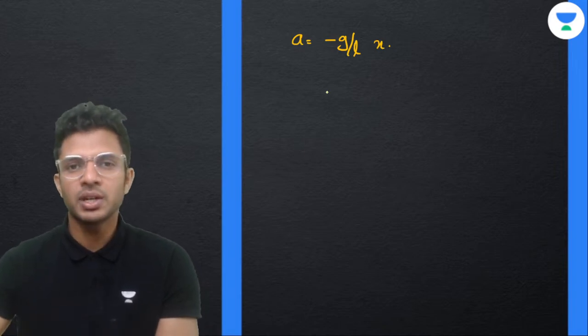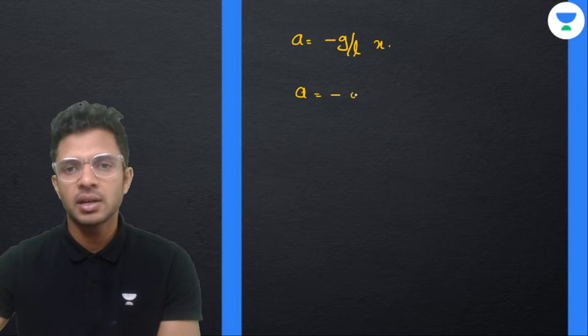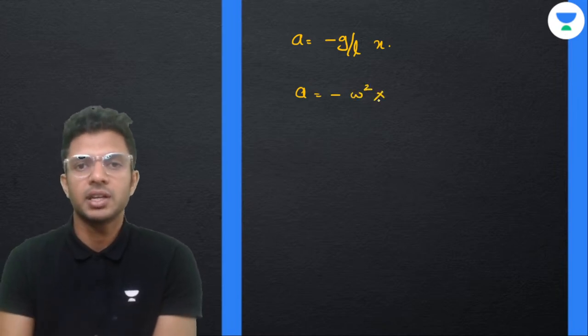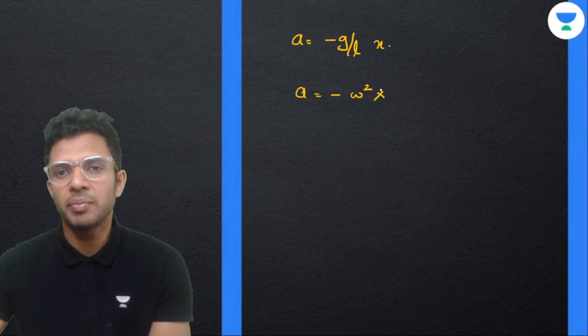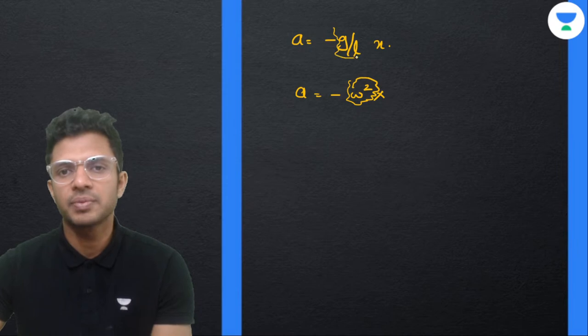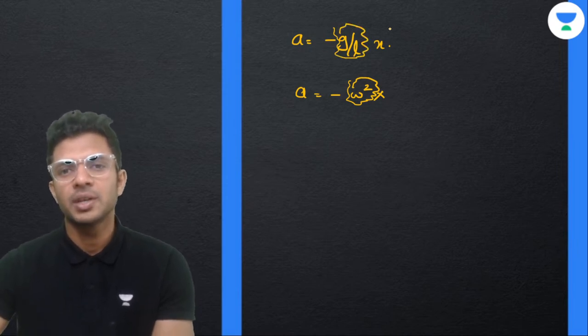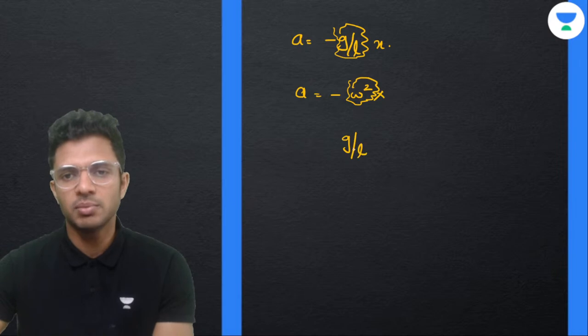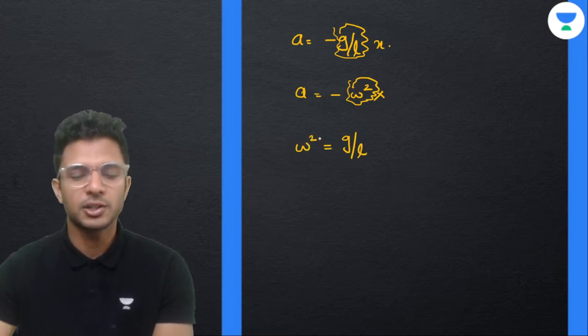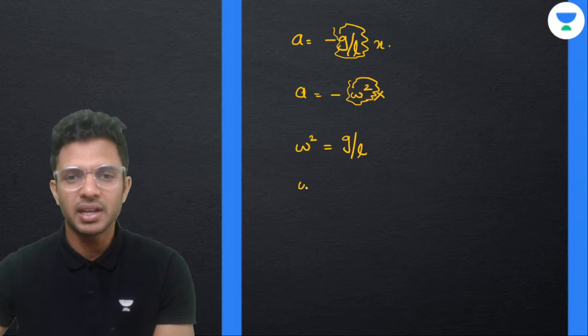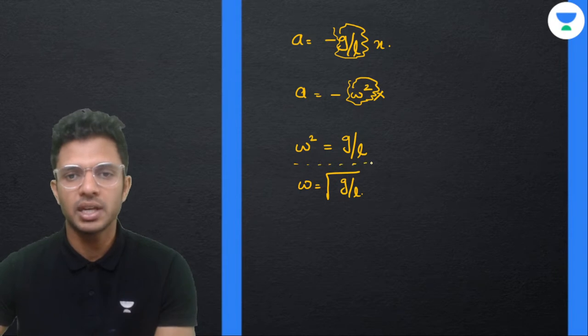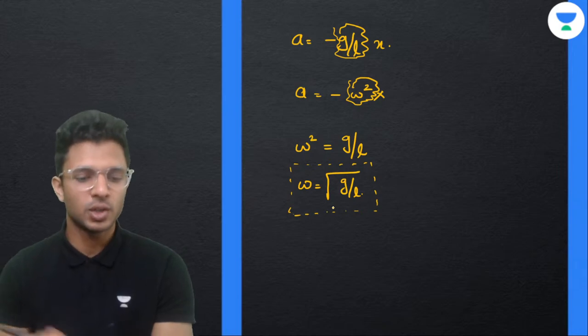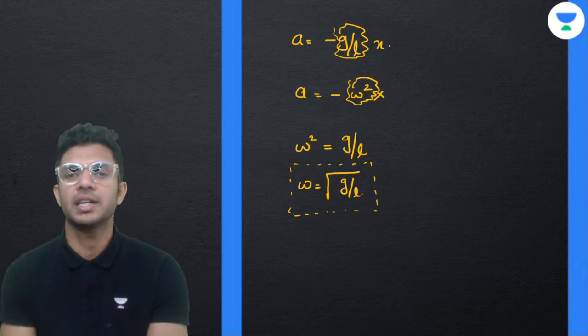So here we are with acceleration ka value is minus g by l into x. Okay, tell me, what is the general formula for acceleration? Minus omega square into x. If any particle undergoes SHM, start comparing whatever is the coefficient of x. That will be omega square. So here the coefficient of x is g by l, and that will correspond to omega square. So omega value is root of g by l.